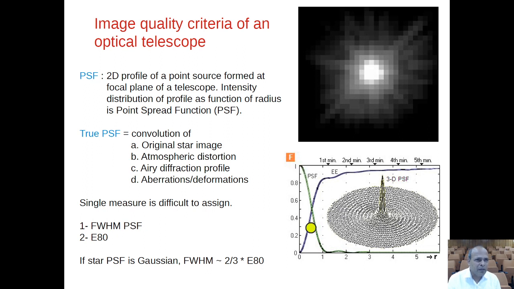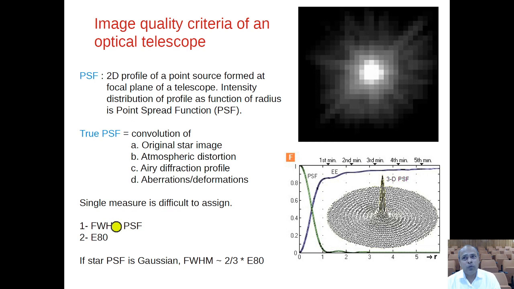It comes from unit 1 down, and this is the encircled energy. I mean, in radius, the percentage of encircled energy plot is formed over here. So any single measure is very difficult to assign when it comes to the image quality criterion, but there are two measures that stand out.